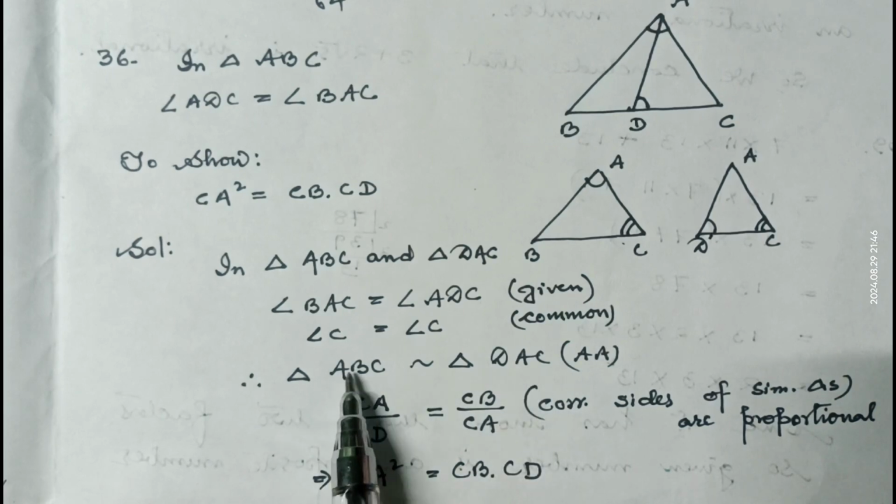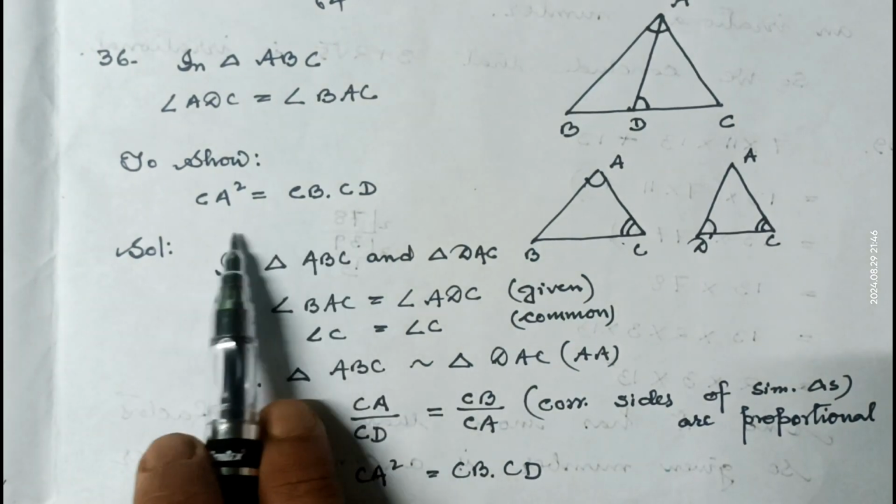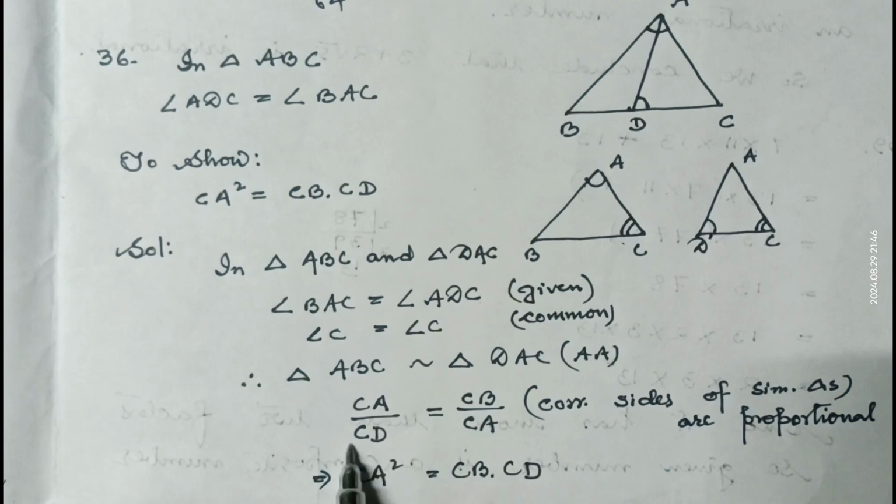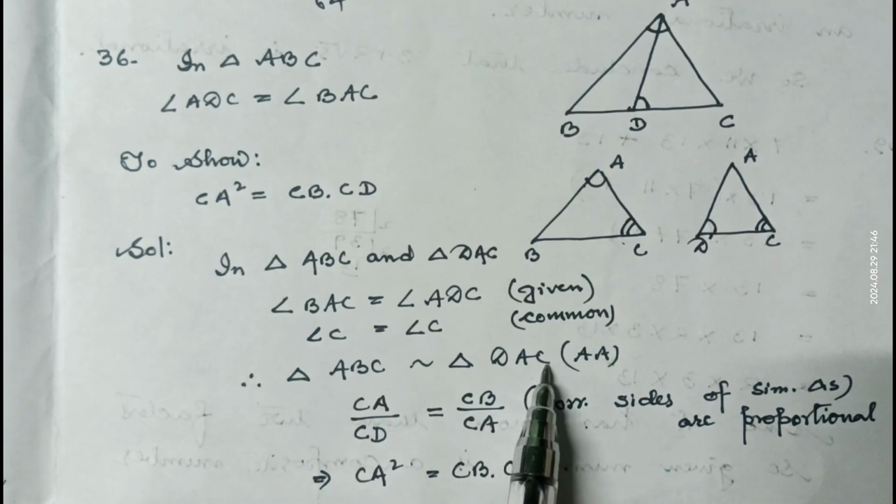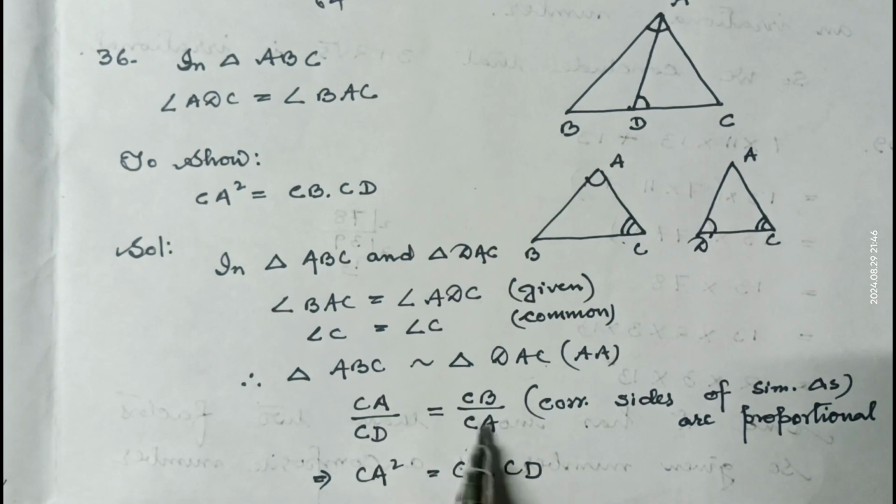We have not taken AB by DA as it is not required. So we are taking CA by CD equal to CB by AC. Now if we cross multiply, CA into CA, CA square will be CB into CD. Hence proved.